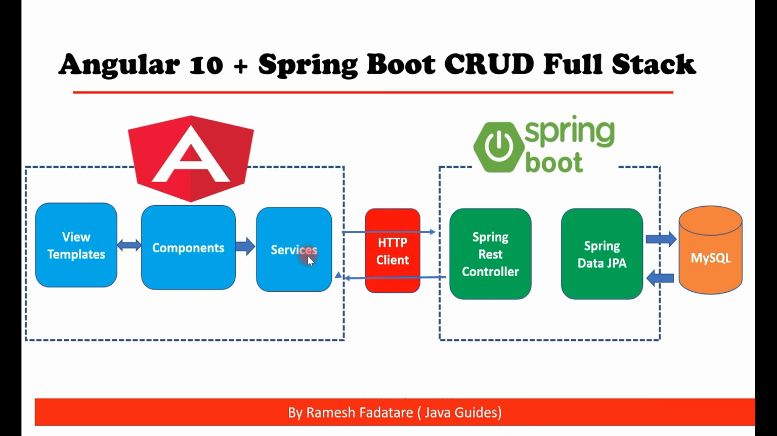Services are Angular services where we keep all the common logic, and we inject services in required components using Angular dependency injection. And in our application we write all the REST client code in services to make a REST API call. Well, Angular has its own HTTP module, so we can use HTTP module to make a REST API call. Okay, great. So this is the simple architecture of our Angular Spring Boot CRUD full stack application.